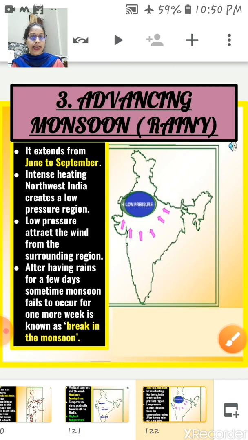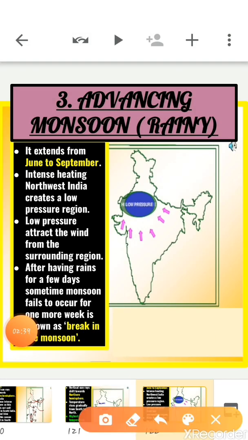Now next we learned advancing monsoon. By early June, the low pressure condition over the northern plains intensifies, and it attracts the trade winds of the southern hemisphere. These southeast trade winds originate over the warm subtropical areas of the southern oceans. So basically the low pressure area attracts winds from the surrounding regions, and the inflow of the southwest monsoon into India brings about a total change in the weather.